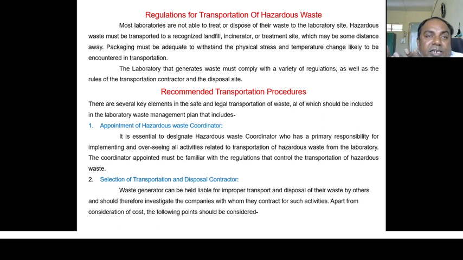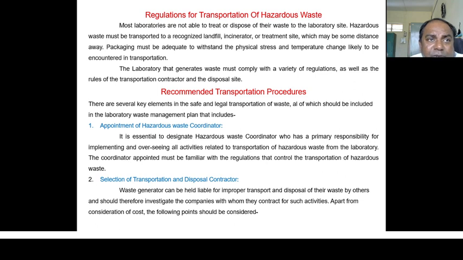And what does the hazardous waste coordinator do? The hazardous waste coordinator would look after the disposal contractor, and it is also the duty of the coordinator to appoint, in contact with the industry, a disposal contractor, who transports the chemical waste generated in the industry to a disposal site. But at the same time, the hazardous waste coordinator has to think that the disposal contractor should have certain qualifications.